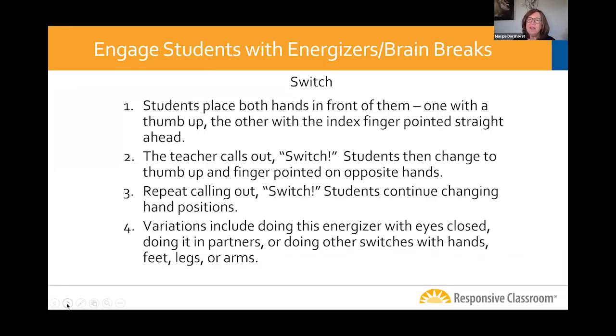Another way we engage students in learning in the responsive classroom approach is with energizers and brain breaks. Energizers is what we call those movement activities for elementary, and brain breaks is what we call them for the middle school level. Switch is one of the ones that we teach. And I'm going to show you how we could use Switch as a brain break to help us, because we're 30 minutes into a webinar and we're sitting, and also how we can use it to connect with kids and to help them be engaged.